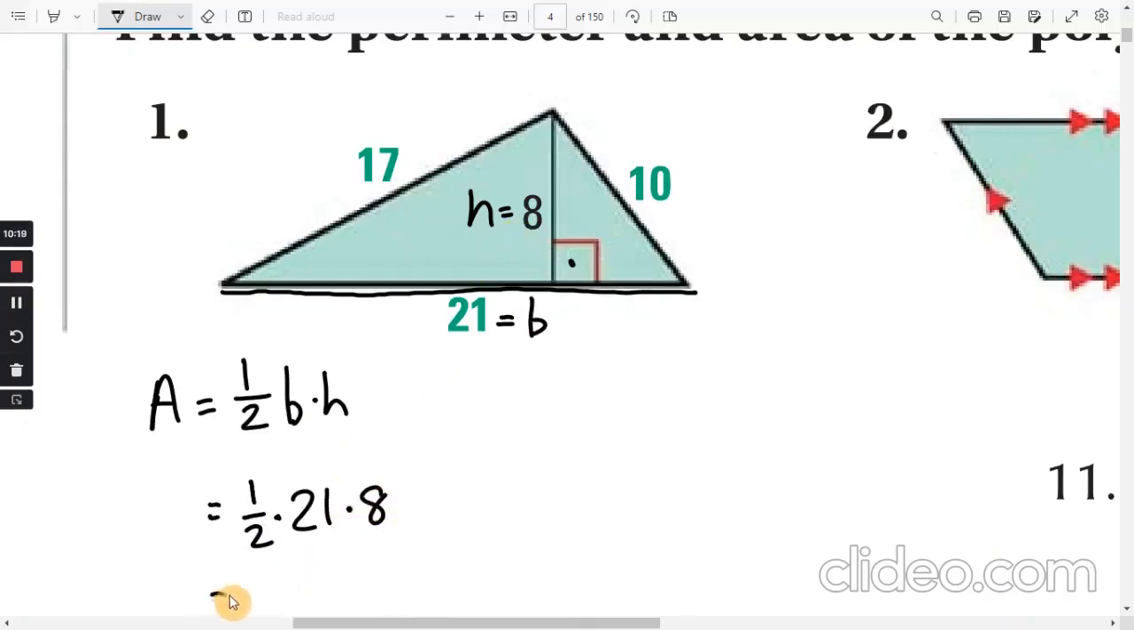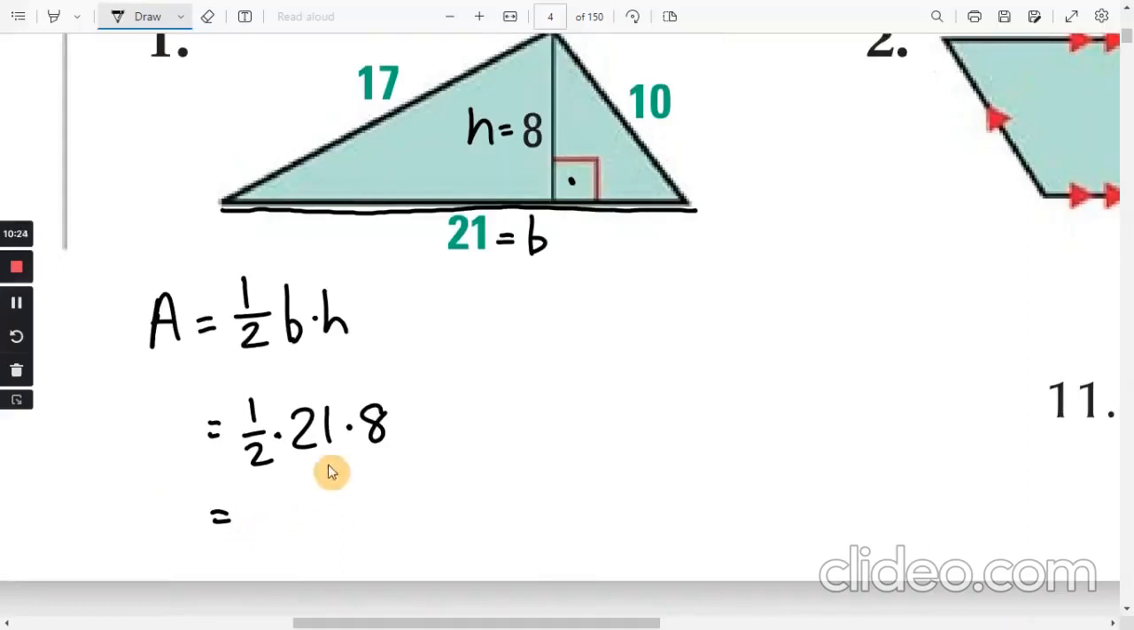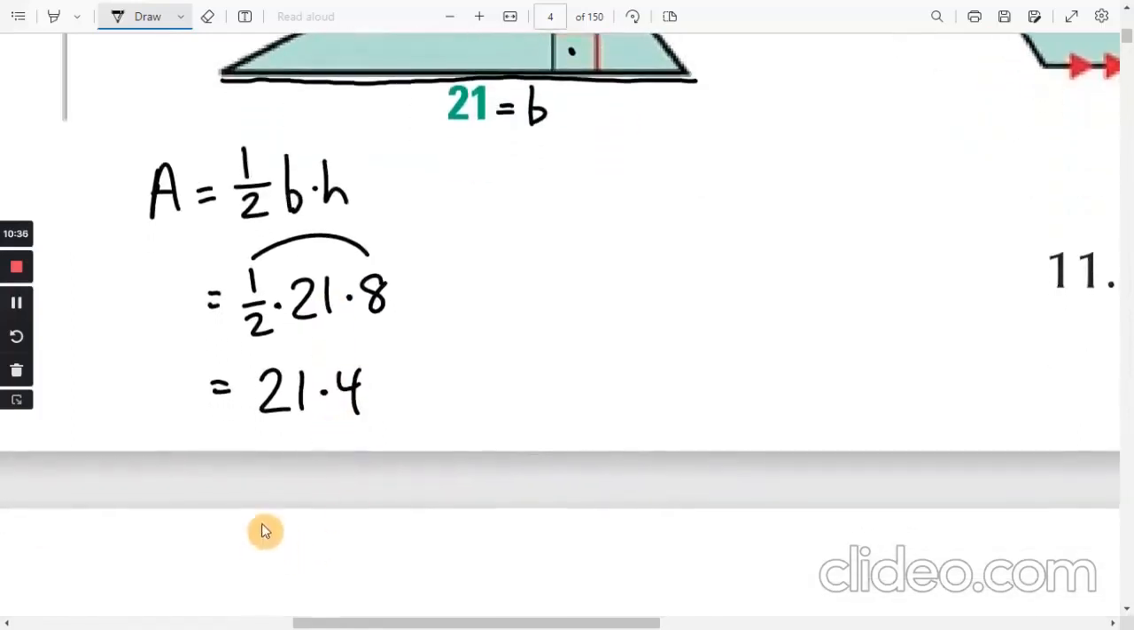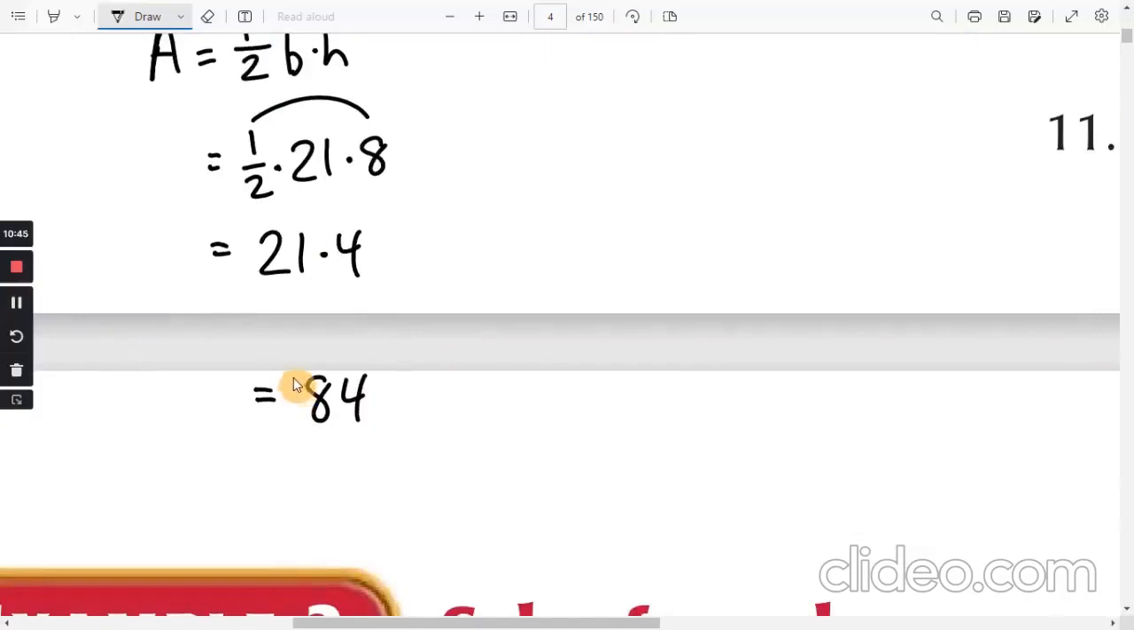Now, to make this easy, you can certainly use a calculator, but if you have an even number, it's easier to distribute the 1/2 to that number. So I'm going to keep the 21, and half of 8 is just 4. Okay, and then that makes it simpler. 21 times 4 is just 84. And there weren't any units on that. So 84 is the area.